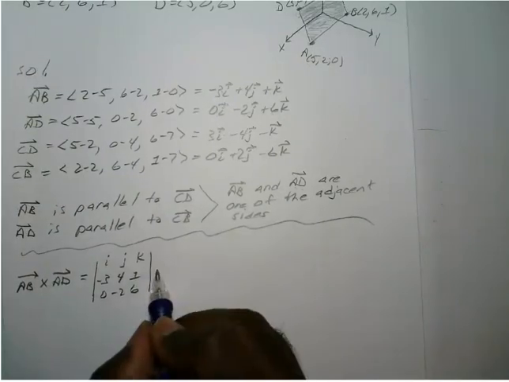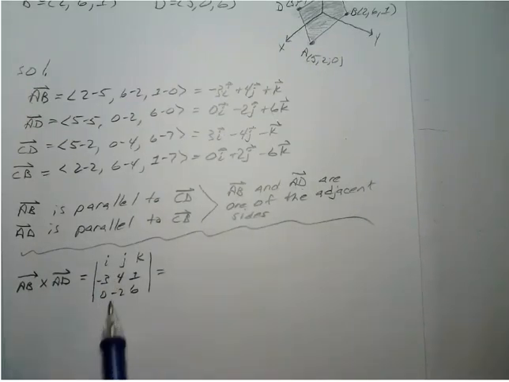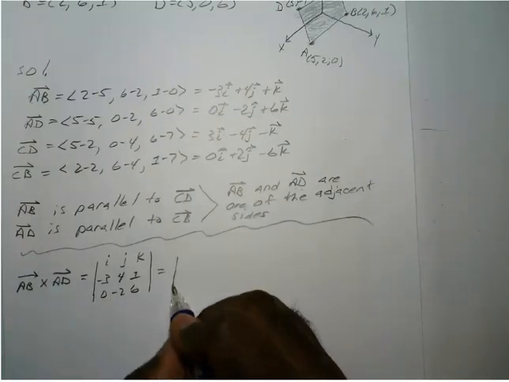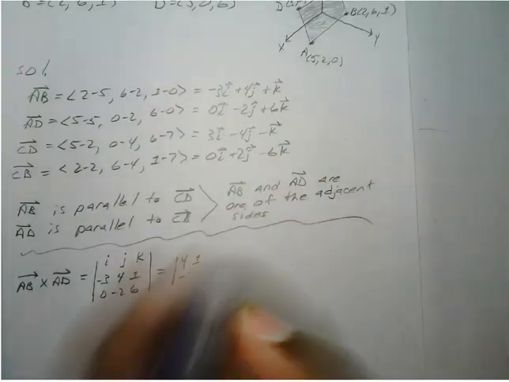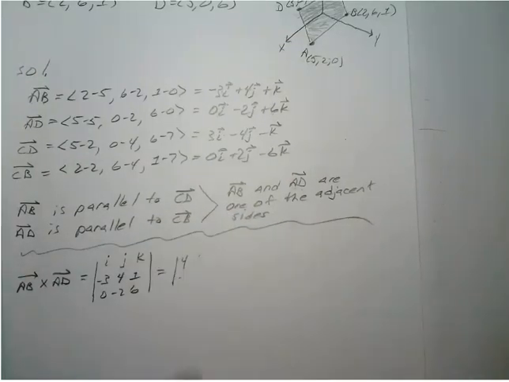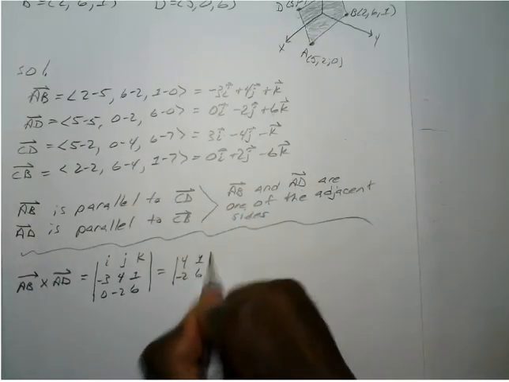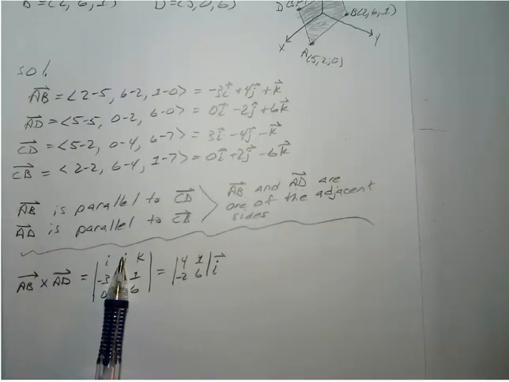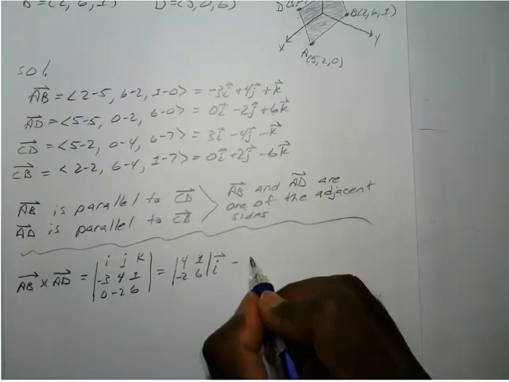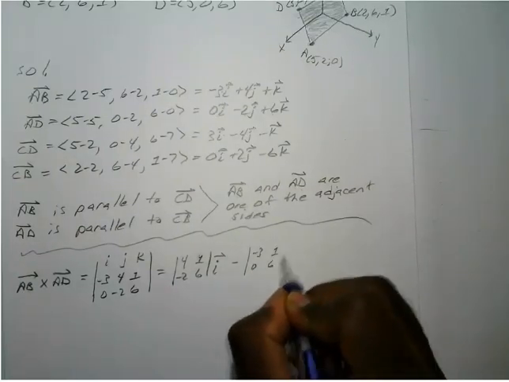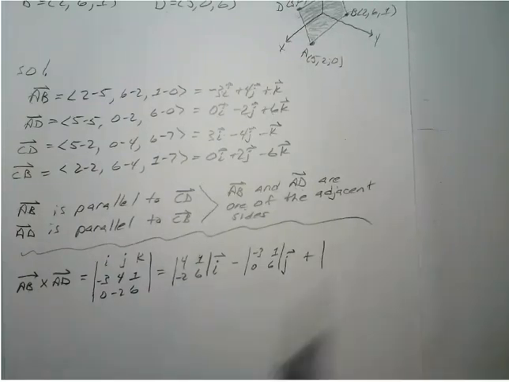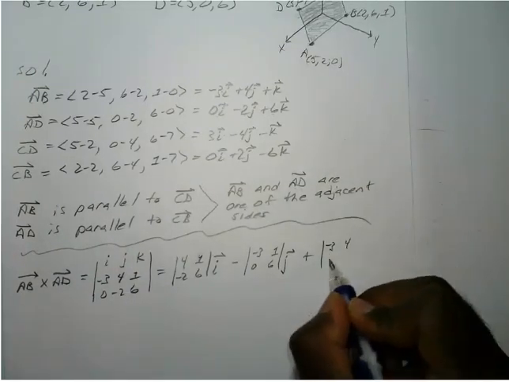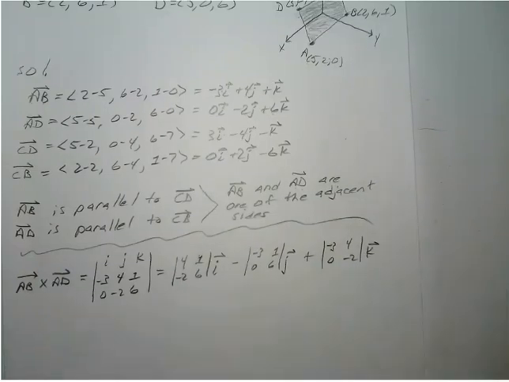All right, so we go ahead and calculate to get our 2 by 2 matrices. We cover up the i. We have 4, 1, negative 2, 6. That's times the i vector. Cover up our j. We have negative 3, 1, 0, 6. That's times our j vector. Plus, cover up our k. Negative 3, 4, 0, negative 2. And that's times our k vector.